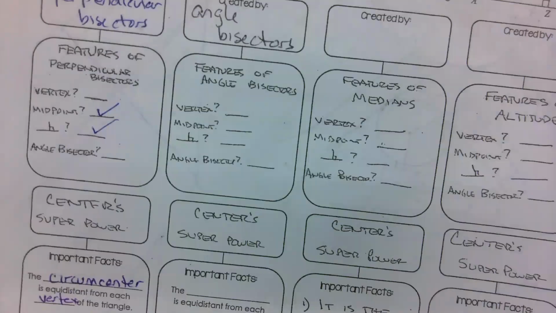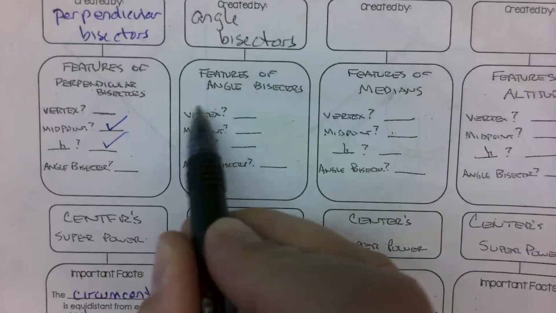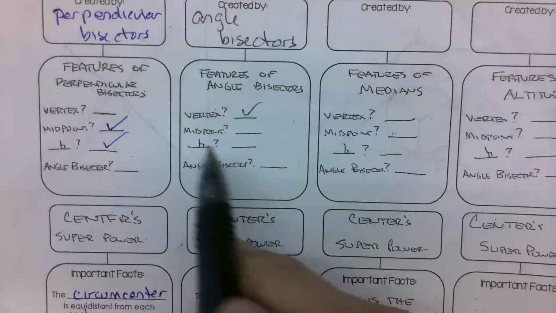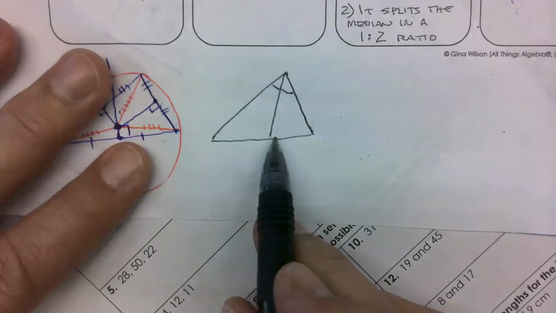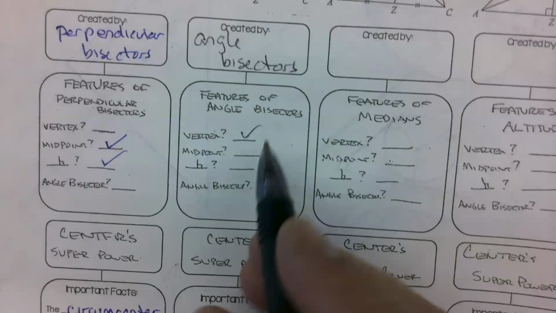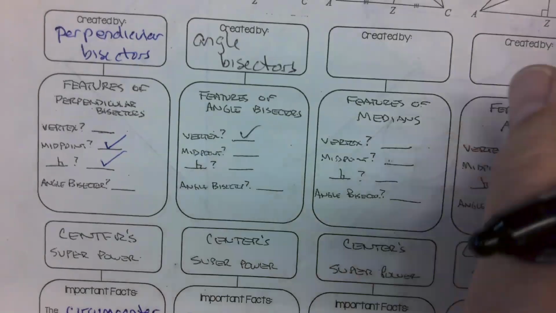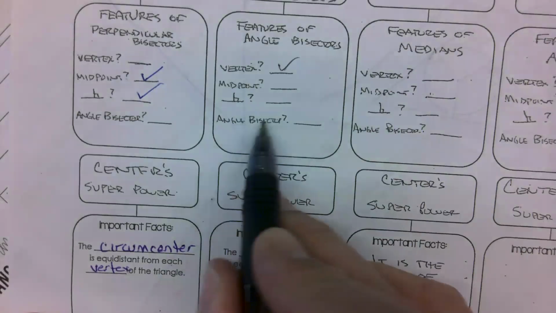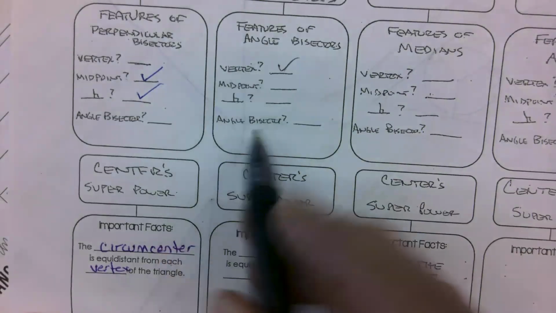So when I draw that angle bisector, will it definitely go through the vertex? Yeah, that's where I started. Will it definitely hit the exact midpoint of the other side? No, we don't know that. Will it definitely be perpendicular to the other side? Nope. But will it definitely bisect that vertex angle? Yeah.